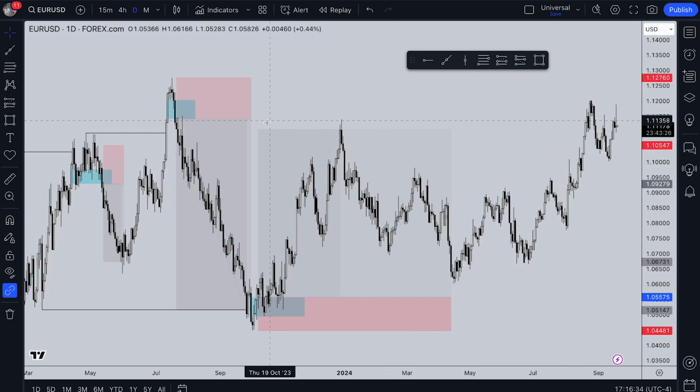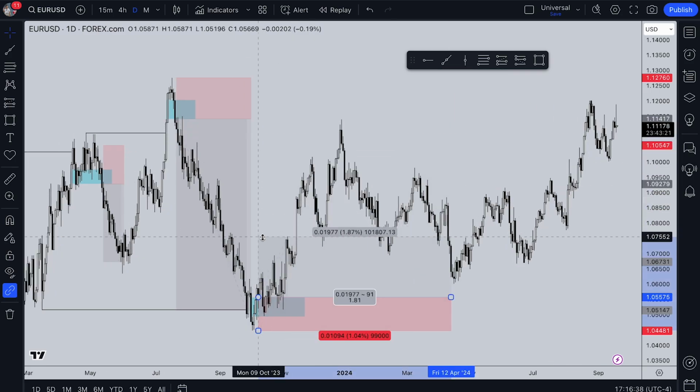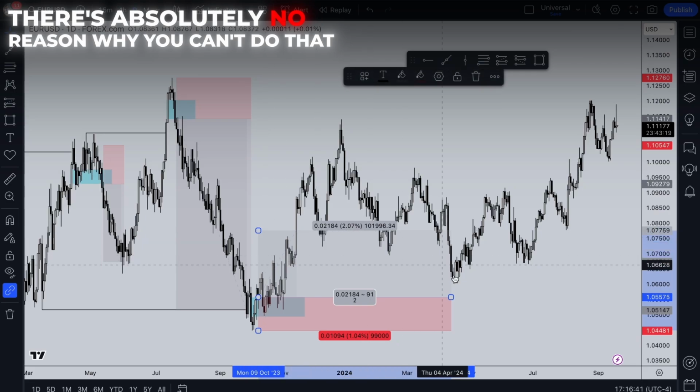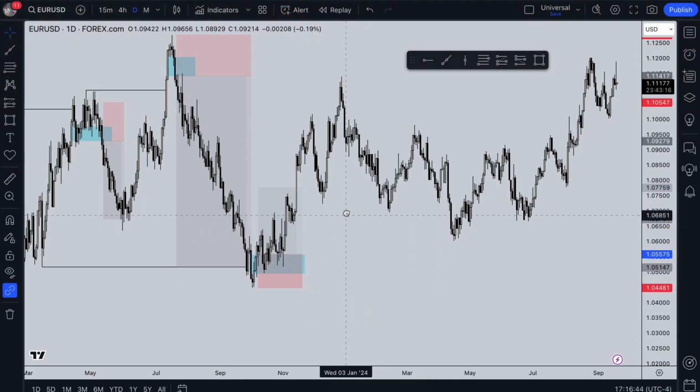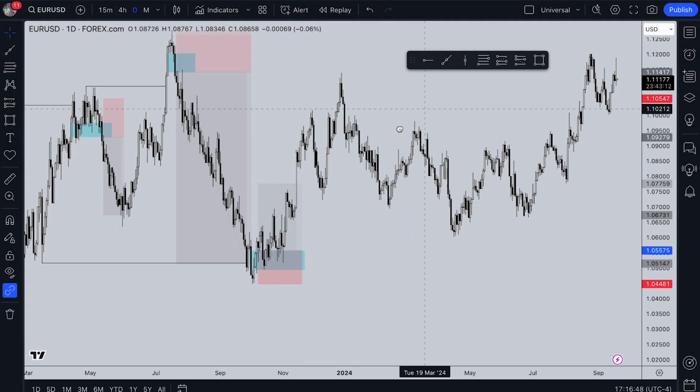However, again, if you want to just stick fixed with your 1 to 2, there's absolutely no reason why you can't do that. But you can always leave maybe 20% of the position to run higher. Let me show you another example.